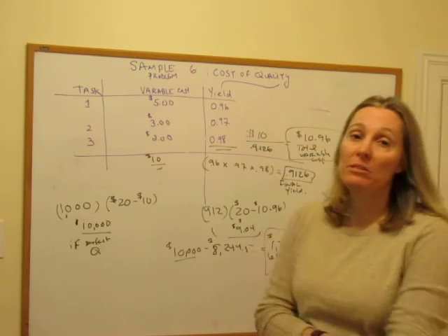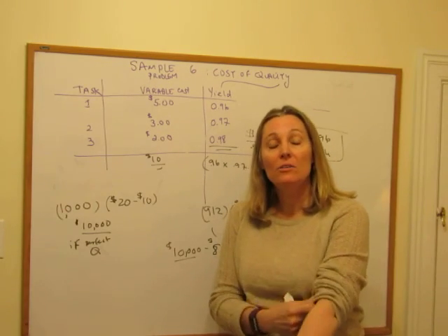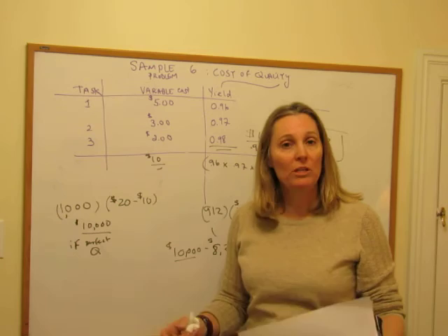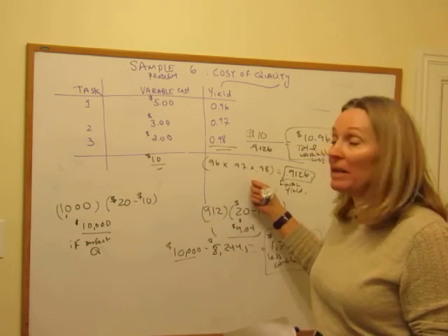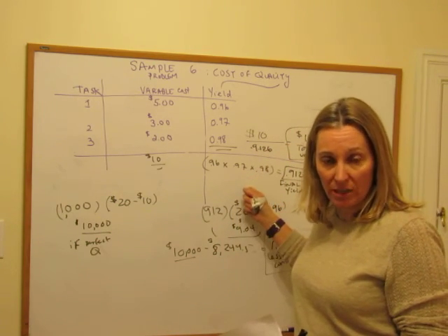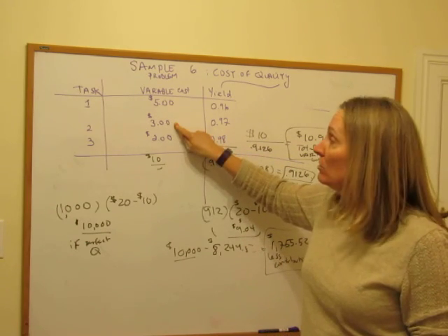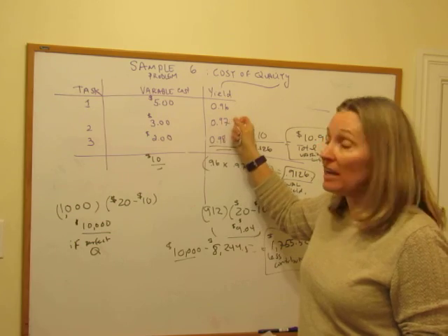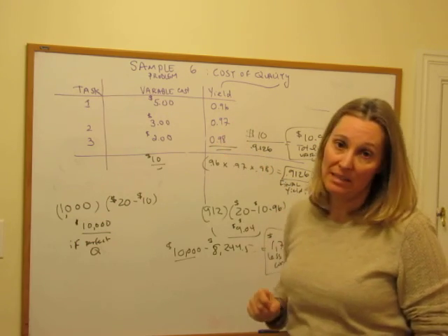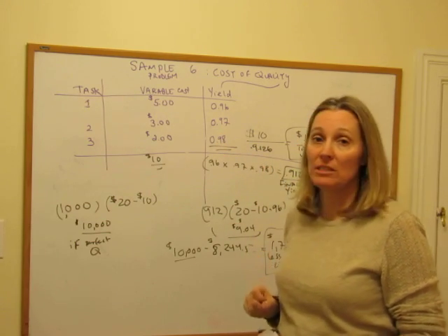And what you need to be able to understand and explain is, why is there a difference between those two numbers? Why is it more expensive to do inspection only at the end? And it's because you continue adding value to products that are defective if you only inspect at the end. And that is the reason.